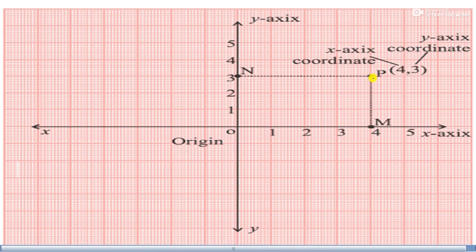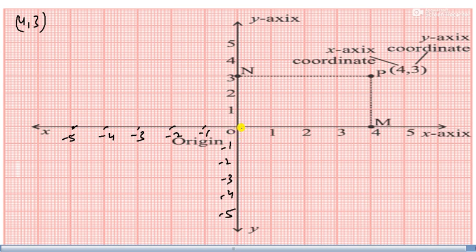Now, how can we plot a point? This is the point 4, 3. 4, 3 is given, and how can we plot it? You can write 1, 2, 3, 4, 5 on the x-axis, and on the y-axis also 1, 2, 3, 4, 5. And here is -1, -2, -3, -4, -5. So always remember, the point is 4, 3.